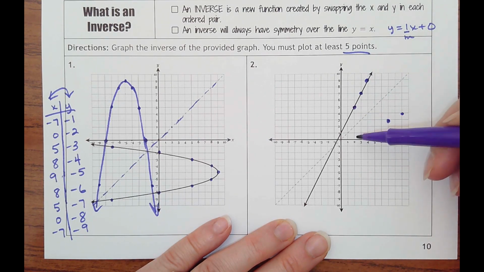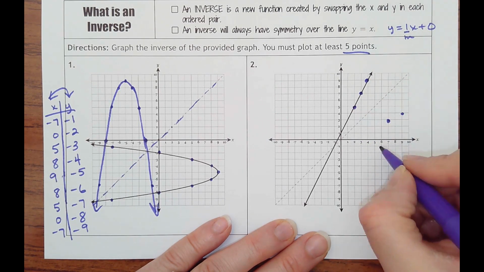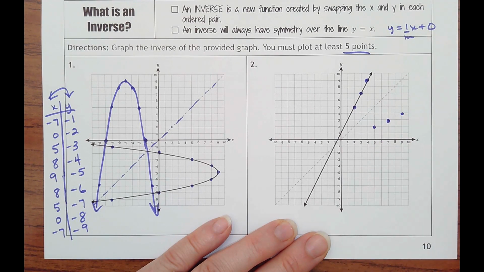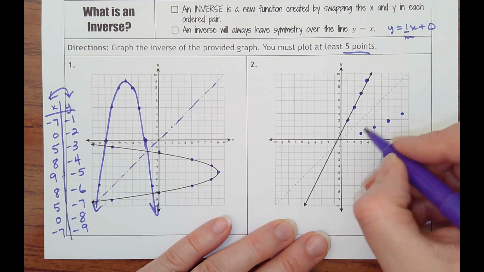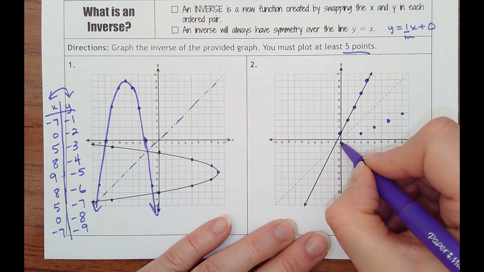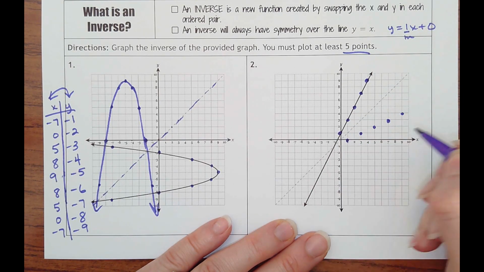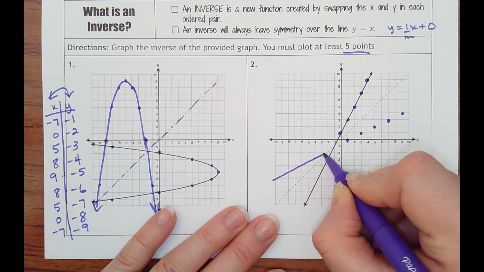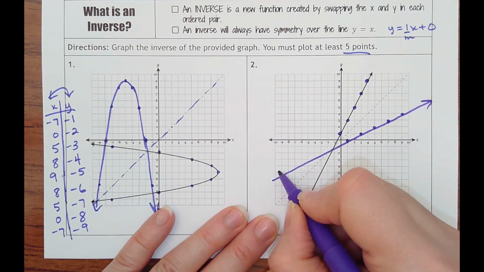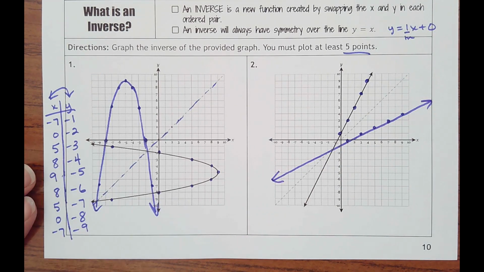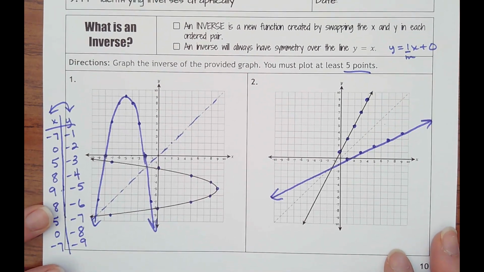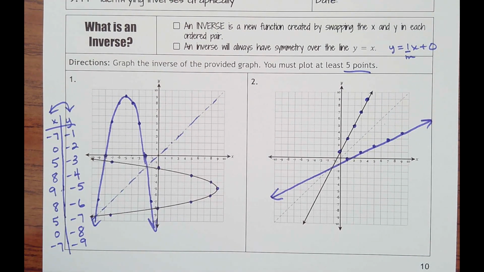This point is at 2, 5. So now I'm going to put a point at 5, 2. This point is at 1, 3. So now I'm going to put a point at 3, 1. And I'll do one more. At 0, 1 will be 1, 0. Pretty good line. So you can see again that there's symmetry here where these points are equidistant from this dashed imaginary line at y equals x, and that's an inverse.